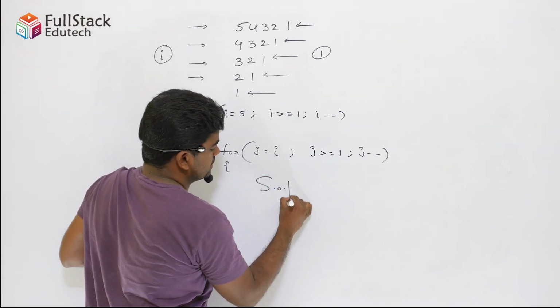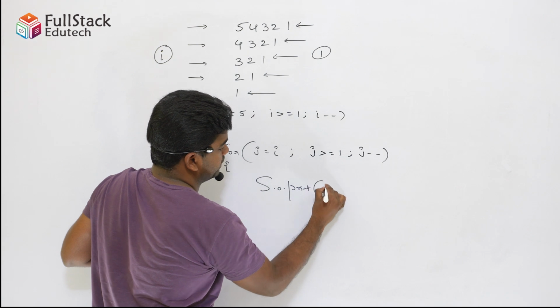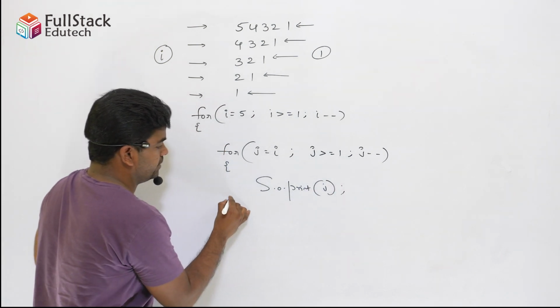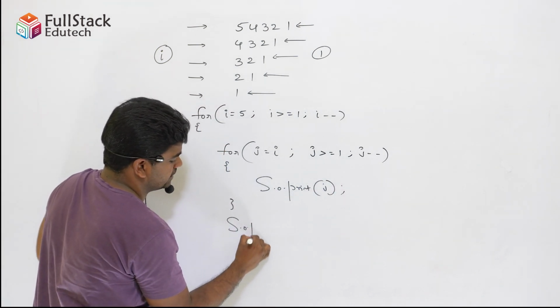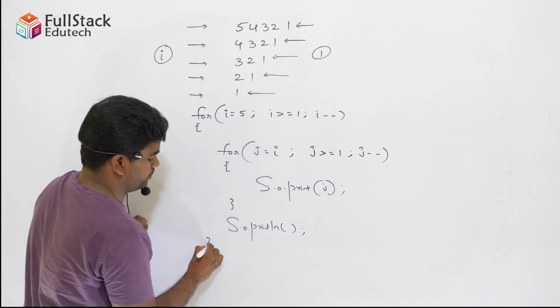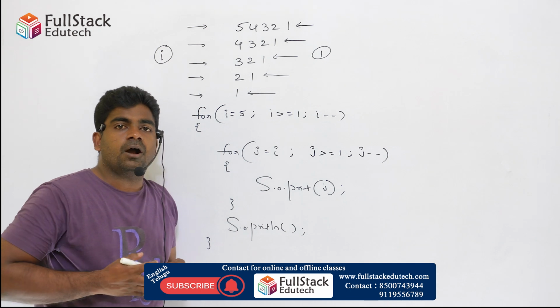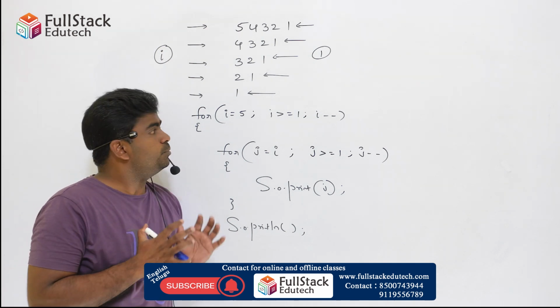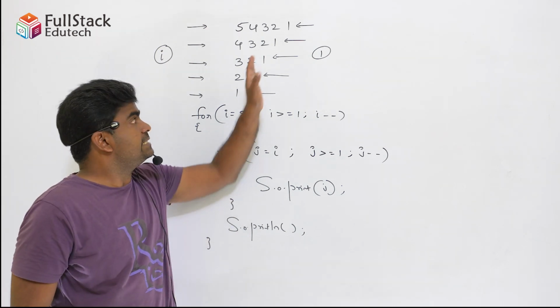Inside, System.out.print(j) we are printing, and here System.out.println. You know the skeleton of printing this one. So by using this, you can easily print this pattern.